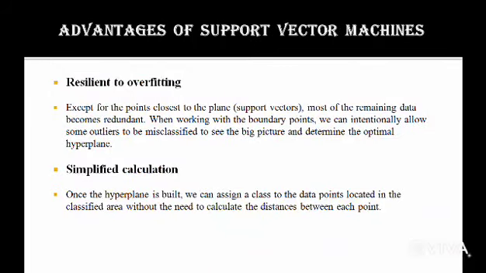Advantages of support vector machine. Resilient to overfitting. Except for the points closest to the plane, most of the remaining data becomes redundant. When working with these boundary points, we can intentionally allow some outliers to be misclassified to see the big picture and determine the optimal hyperplane. Simplified calculation. Once the hyperplane is built, we can assign a class to a data point located in the classified area without the need to calculate the distance between each point.